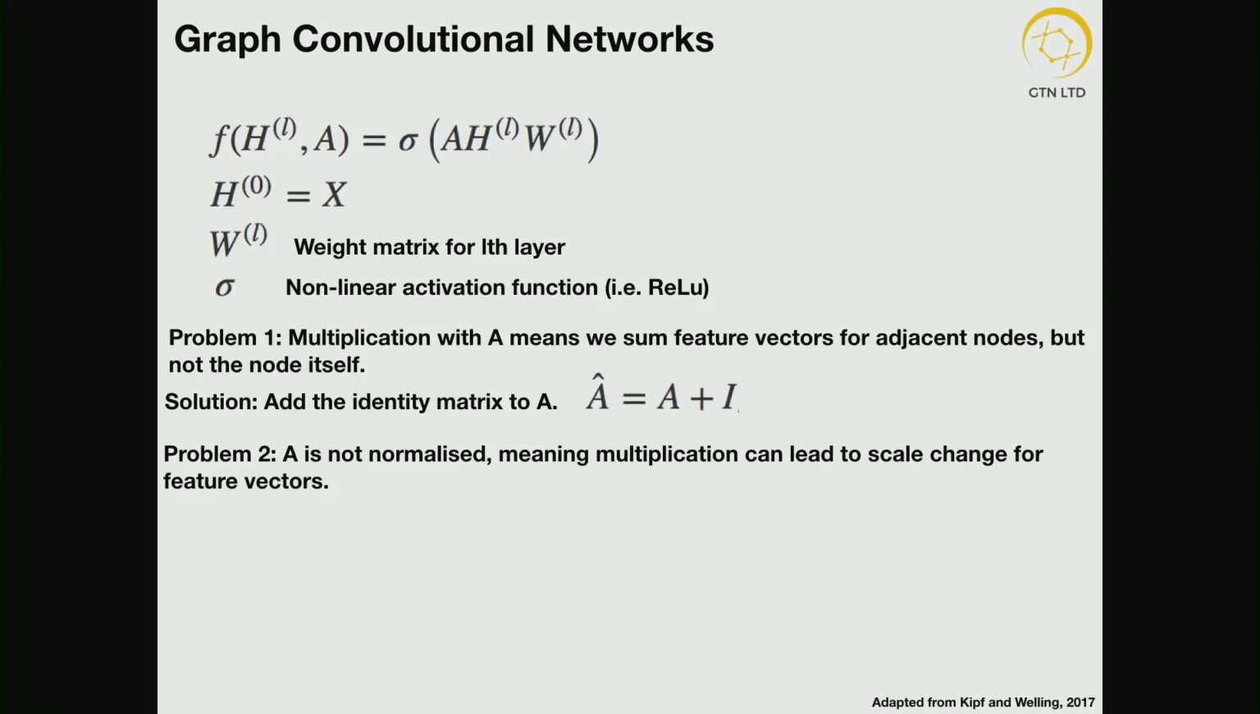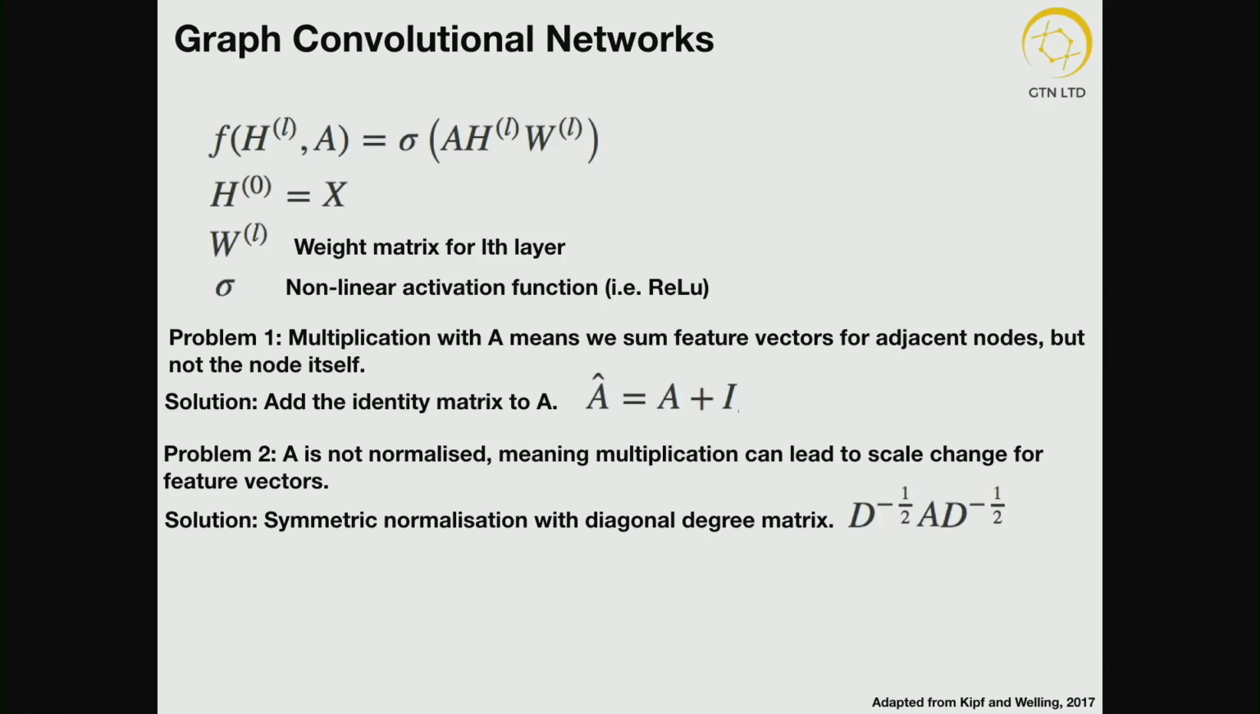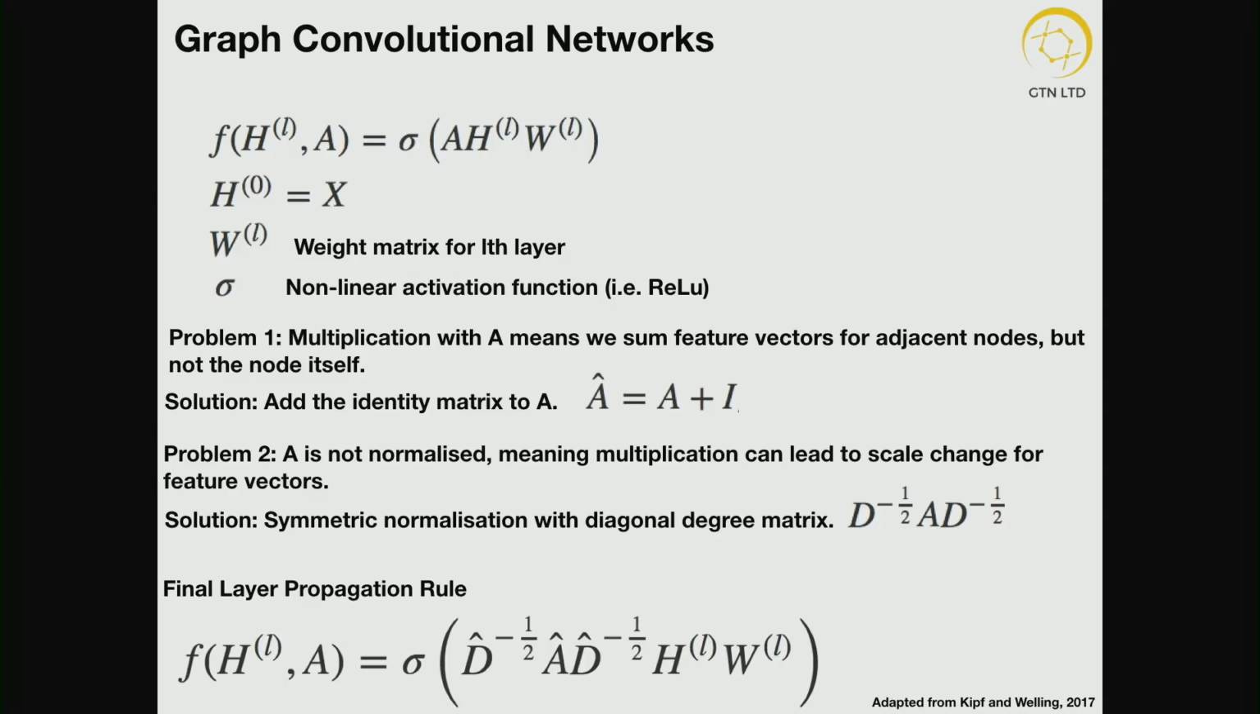The second issue is that A is not normalized, meaning that multiplication can lead to scale changes with the feature vectors. If you have very highly connected graphs, so if individual nodes have a very high degree, this can result in very large changes in scale. For our purposes, this isn't a very big issue because atoms can't really have a degree higher than 4. But when you're looking at social networks or biological networks, you can have a very high degree for individual nodes. So applying a symmetric normalization with the degree matrix allows you to take care of that. So this is the actual final layer propagation rule you end up with.